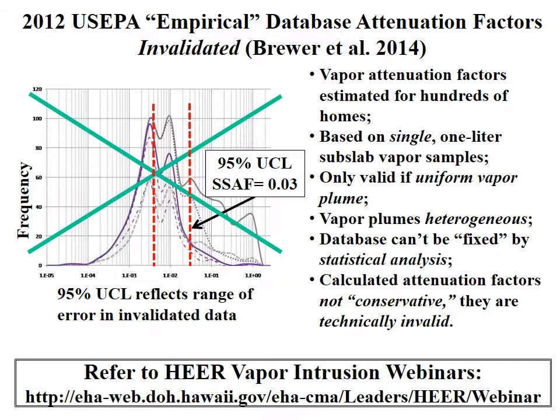So you collect a soil vapor sample in one part of a building, a 1-liter sample, move over 20 feet to another part of the building, collect a sample. It could be orders of magnitude different. There have been some attempts to fix this database just through statistical analysis, but you can't do that. If the individual data points are unreliable, unverifiable, then you're done.